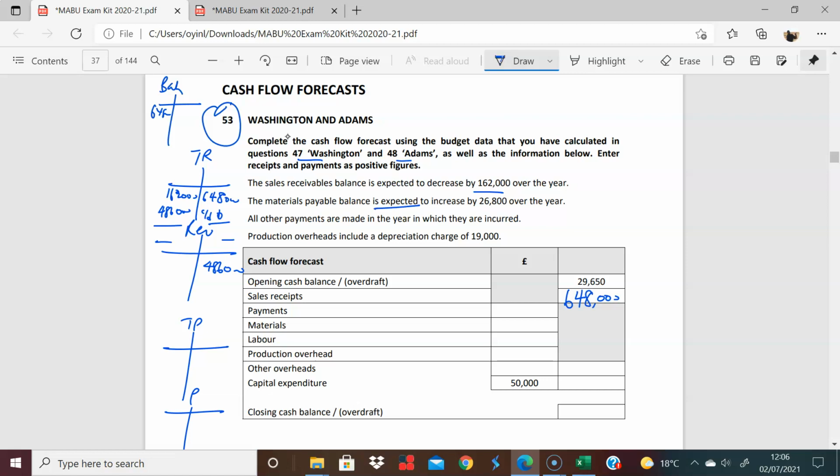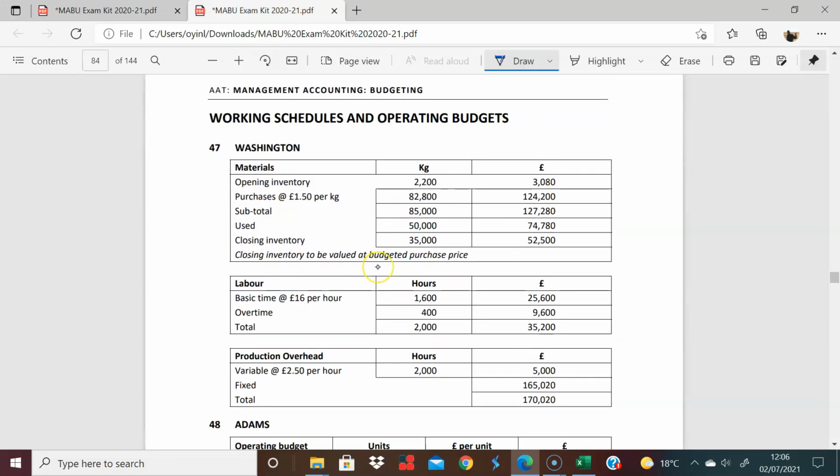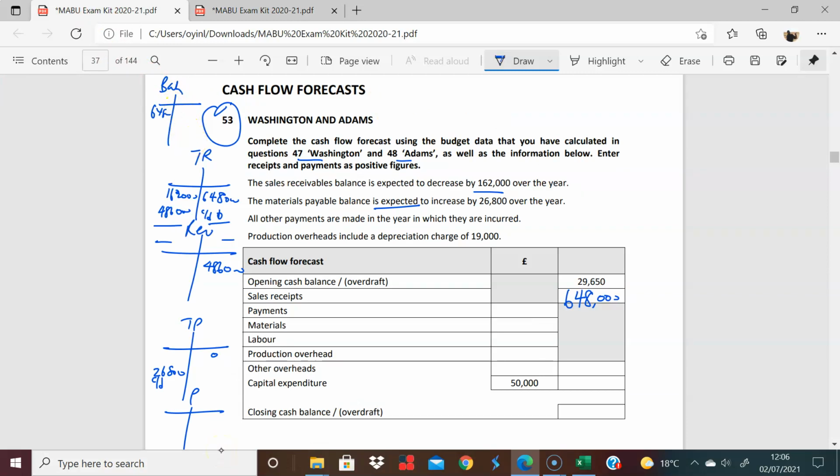Okay. Now the materials payable, applying exactly the same principle, says it increases. So if I look at the trade payable, I start off with a balance of zero, and then my carry down figure is going to be 26,800. So I go back to the same place and ask the question, material purchases. I purchased in that period goods worth 124,200. So I'm closing off, which means I must have paid the difference, which is 124,200 minus 26,800, and that's 97,400 going out of the bank.